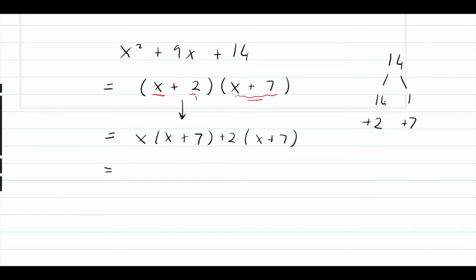You've got x by x gives you x squared. X by 7 is plus 7x. And then you've got plus 2 by x gives you plus 2x. And then 7 by 2 is going to give you plus 14. Combine the two ones in the middle. We get x squared plus 7 plus 2 gives you 9x plus 14, and you can see we're back to where we started.